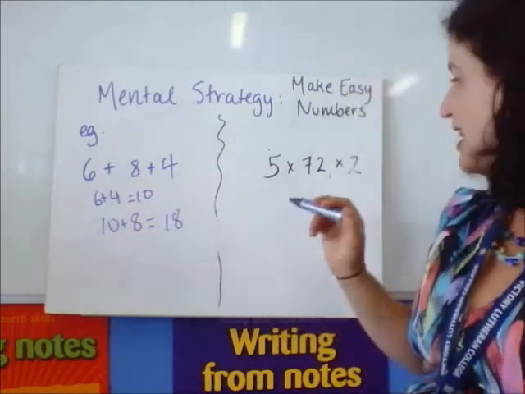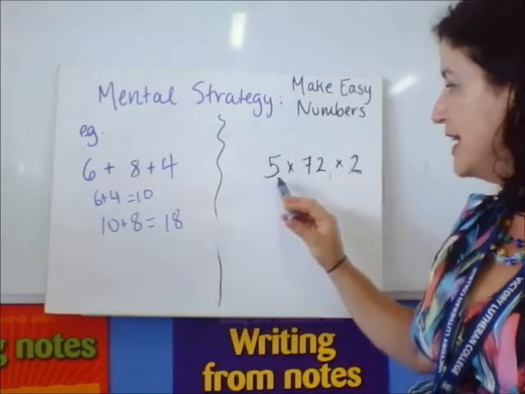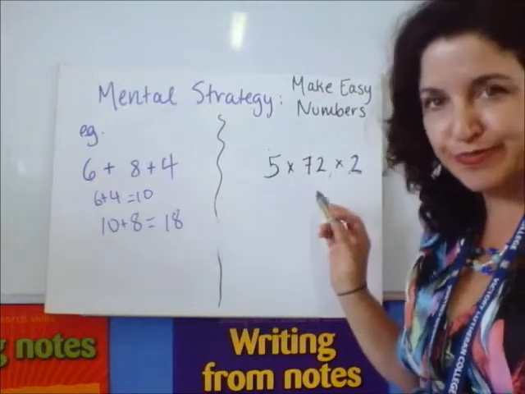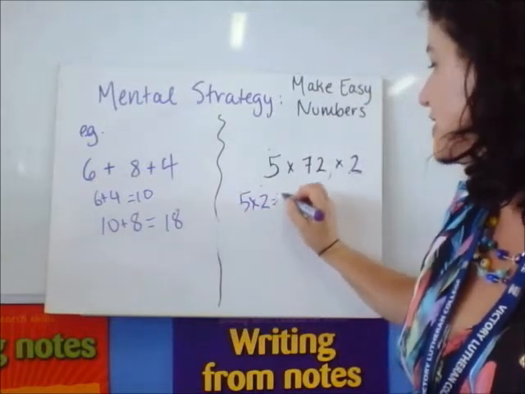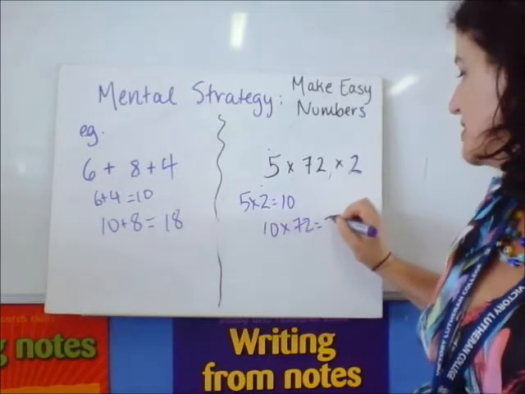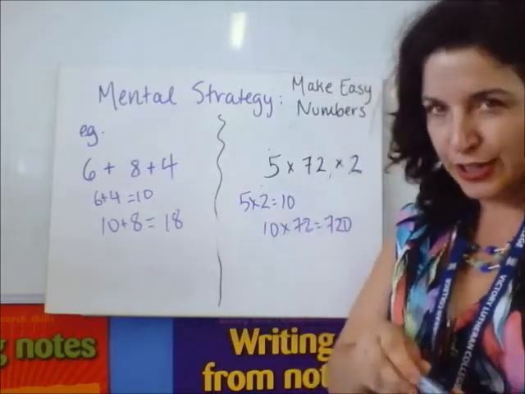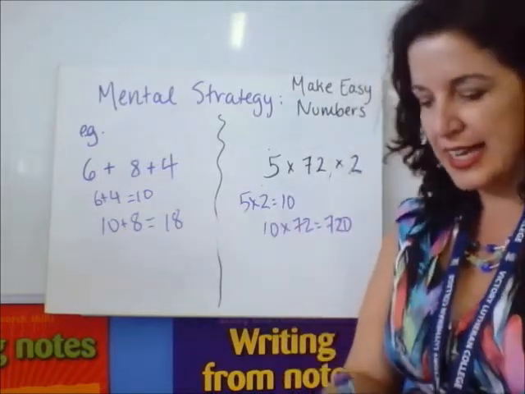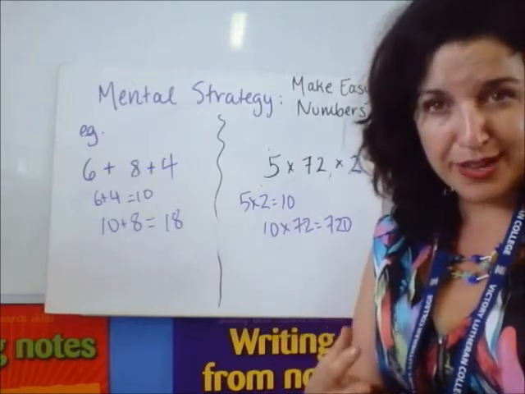The same with multiplication. We've got 5 times 72 times 2. Sure, you can do it in that order, but if you do the 5 times 2 first, you've got 10, then 10 times 72 is going to be 720. Just little shortcuts where you can look for numbers and matches that easily make up 5s and 10s or something that is easy to add or multiply by.